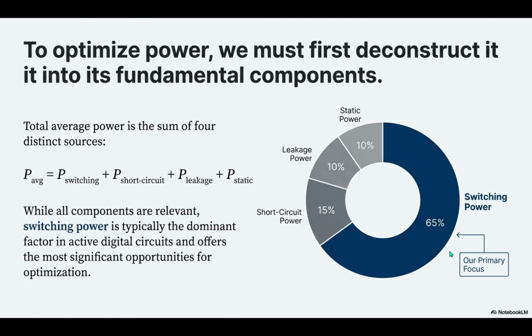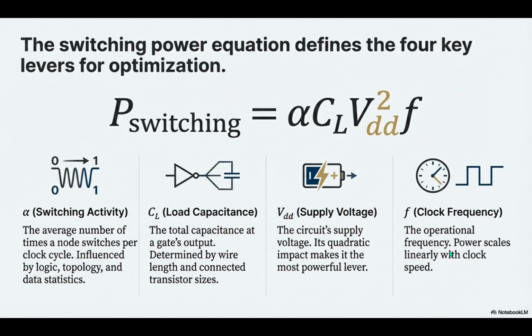And to get at that switching power, we have to look at what defines it. The sources lay out this core equation with four key factors, four levers we can pull. Right. It looks a little intimidating at first, but it's totally logical. Let's walk through those four variables that define P switching. Okay. The first one is alpha. That's the switching activity. It's a measure of how many times a node in your circuit, on average, flips its state per clock cycle. So that's based on the logic you're using and the kind of data running through? Exactly. More activity means a higher alpha, which means more power.